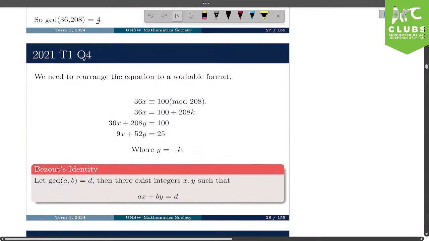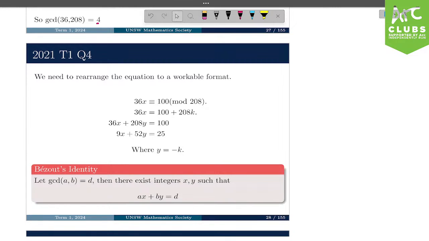So Bezout's identity, okay, what did I write? Bezout's identity basically says that if the GCD of a and b is d, then there exist integers x and y such that ax plus by equals d.